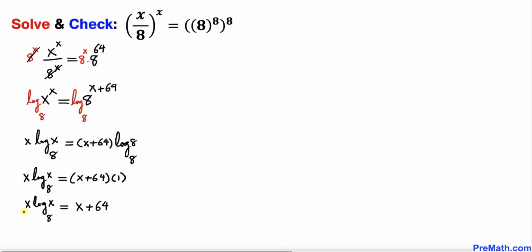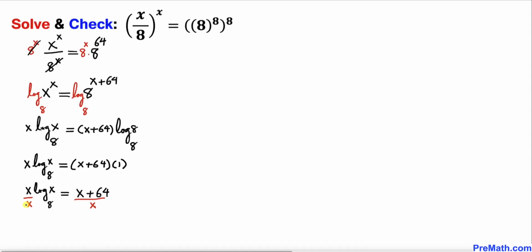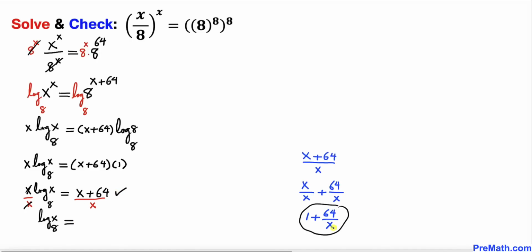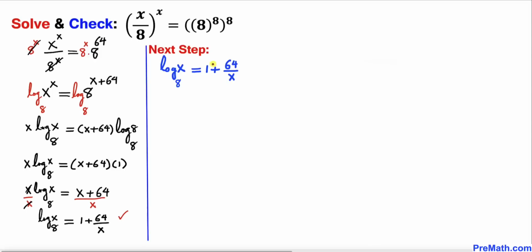Go ahead and divide both sides by x, on the left hand side and on the right hand side as well. And now on the left hand side, this x and x cancel out, so we ended up with the log of x with the base 8 equals to, and the right hand side could be simplified to 1 plus 64 divided by x. So I can write 1 plus 64 divided by x. And here's our next step.